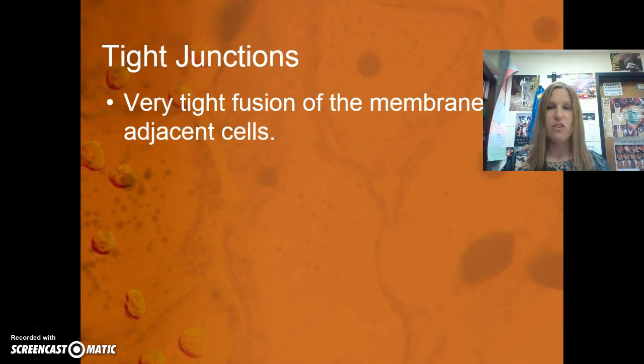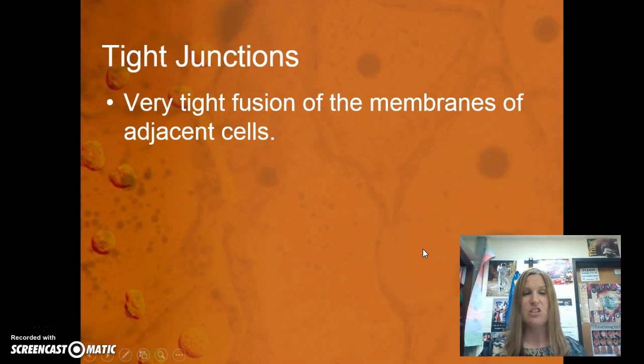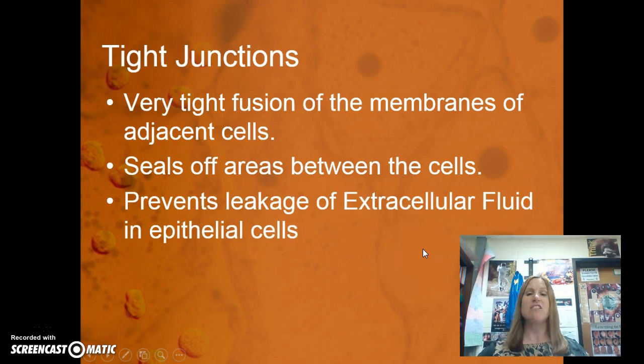Tight junctions. Very tight fusion of the membranes of adjacent cells. And so this seals off areas between the cells, and it prevents leakage of extracellular fluid in epithelial cells. And I read a really great example of this. Because they're bound together by these specific proteins and it seals off that area, these tight junctions in epithelial cells, which are like your skin cells, make us watertight by preventing leakage between cells in our sweat glands. That makes sense. Okay, so it helps make us watertight there.